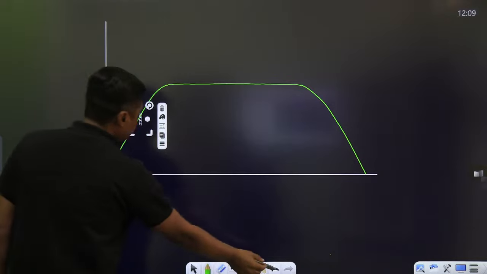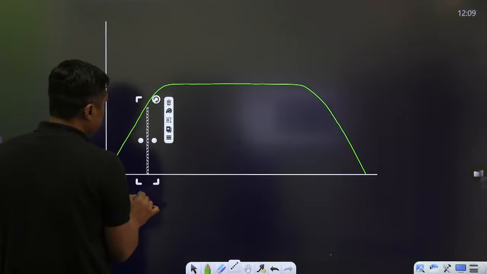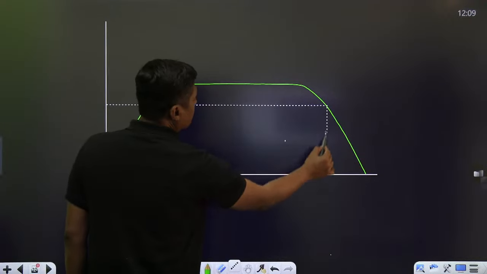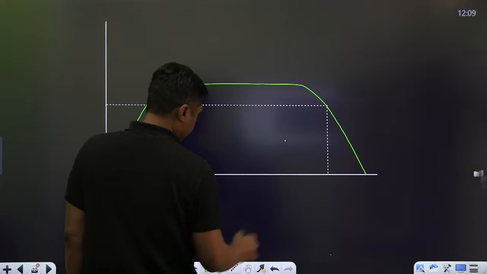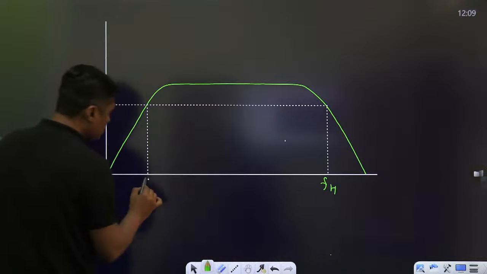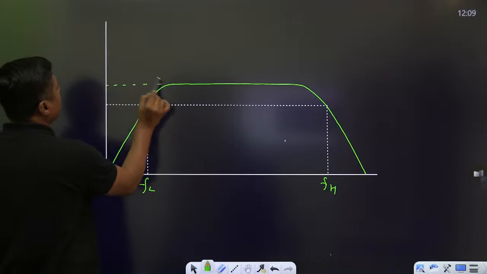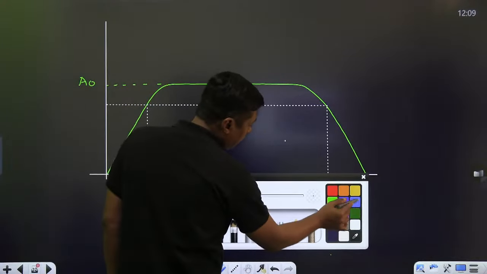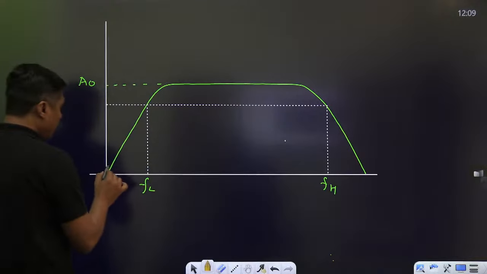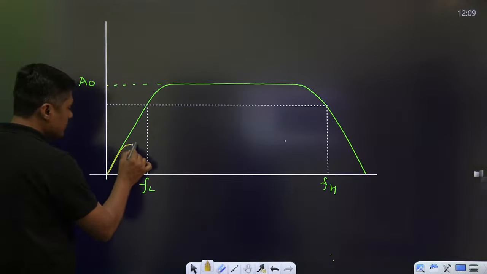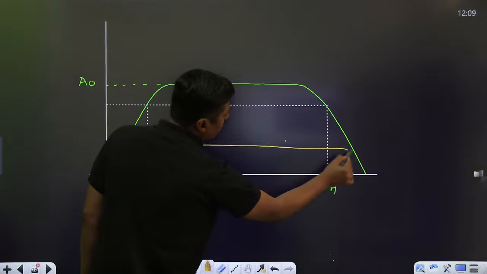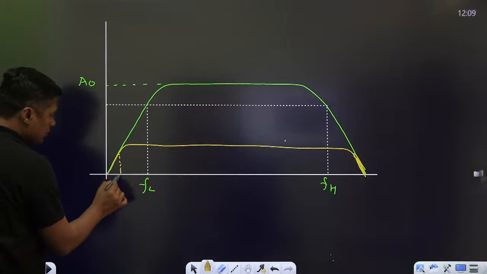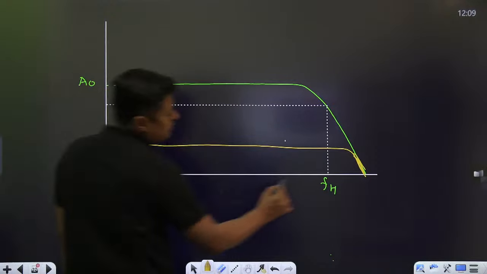This is the FL. Without feedback, this is the FL and FH: the lower cutoff frequency and the higher cutoff frequency, and the mid-band gain is given as 1000. But when we are using the feedback, the gain will reduce. FL will reduce to FLF, this is with feedback, and FH will increase.